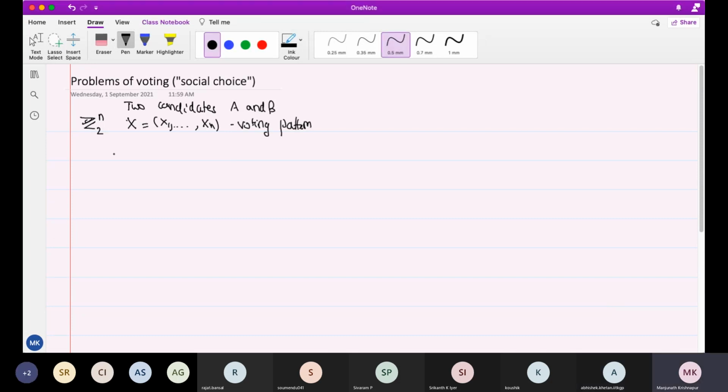Okay. So there are voting problems. First, we start with voting between two candidates, A and B, and any x in {-1,1}^n, we interpret as a voting pattern where +1 is a vote for A, let's say we just fix A versus B, and -1 is a vote for B.